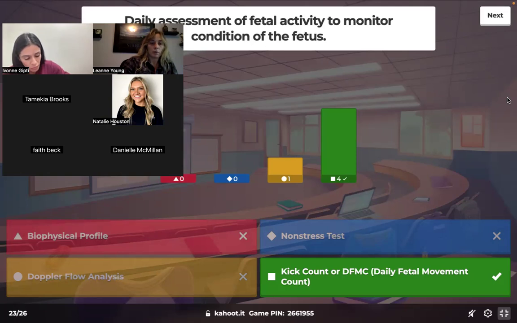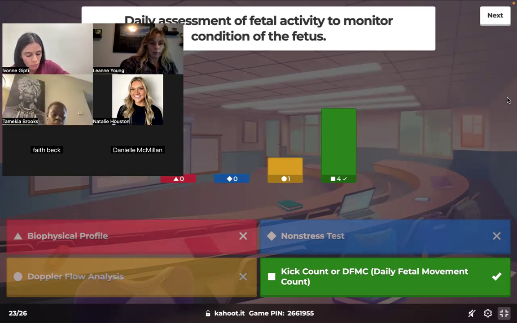So those are the ones that we would be doing if there was some underlying problem that we're trying to rule out. But your daily assessment of fetal activity are your kick counts. That's the way to know that baby's in there doing okay, is if you're feeling baby move.